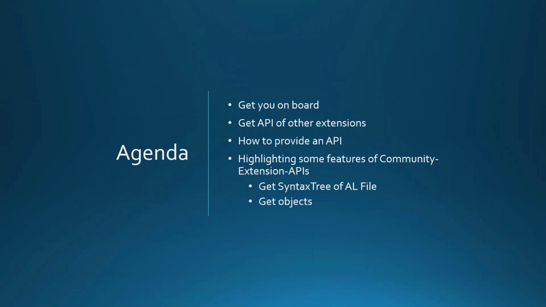And after that, I would like to highlight some features of some extension APIs from the community. One thing is to get a syntax tree of an AL file, and the other one is that there's an API which delivers us all objects which are currently inside the workspace, and to get some more inputs about that. I want to show you them, and I think you can make some awesome extensions with that. Let's get started.